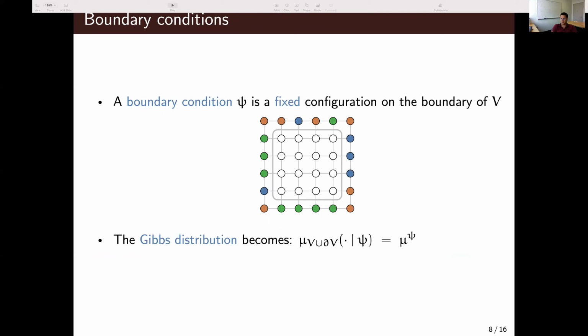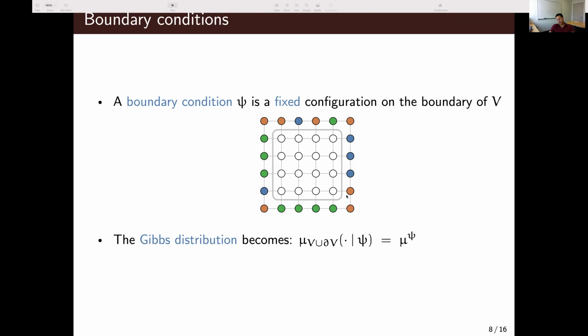One of them is the idea of a boundary condition. So here in Z^2, for instance, we have a 4x4 box or cube in Z^2. And a boundary condition is going to be a fixed configuration on the outside of the box. So we look at the outer boundary and we fix a spin configuration there. And then we consider the Potts configuration on the inside of the box, conditional on this particular configuration fixed on the boundary, right?